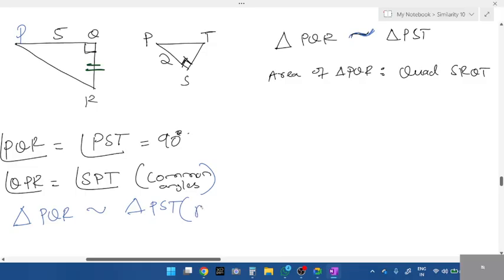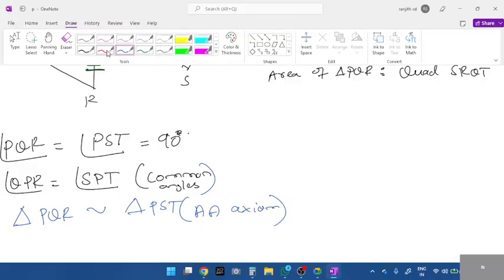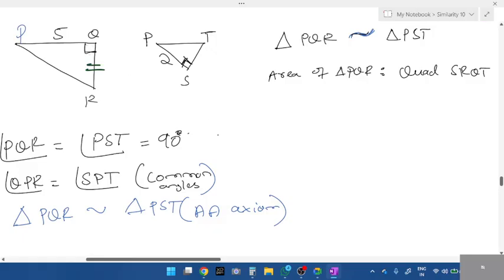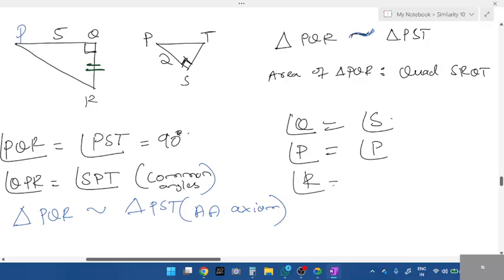Under which criterion? Angle axiom. Remember this word, axiom. Angle axiom. Is it clear? All of you understood? Now, if this is similar, tell me which angles will be equal, students. First thing, Q and S are equal. Next, tell me what is the other angle equal. Look here, Q is equal to angle S. Two are common. Then what's the one left? What's the third one? Angle T. That's it. Done.